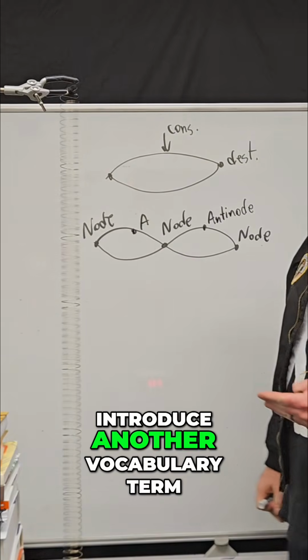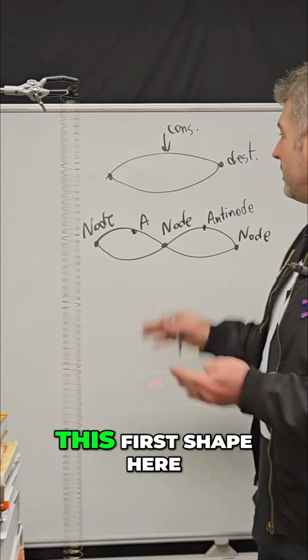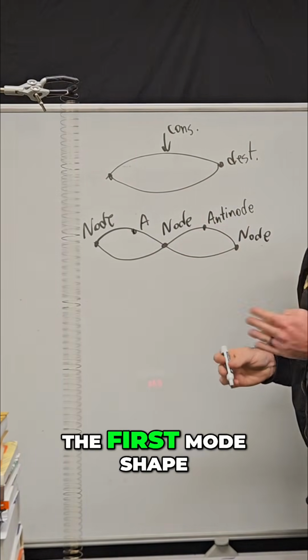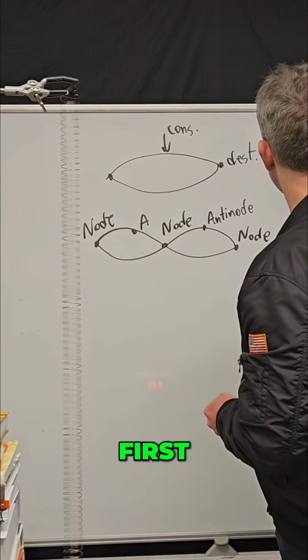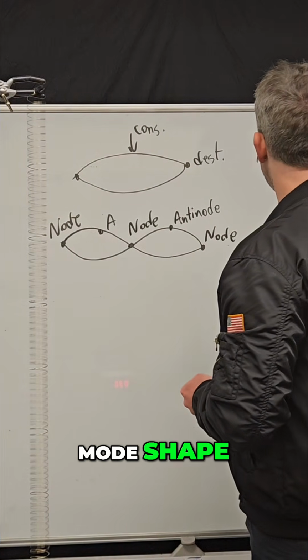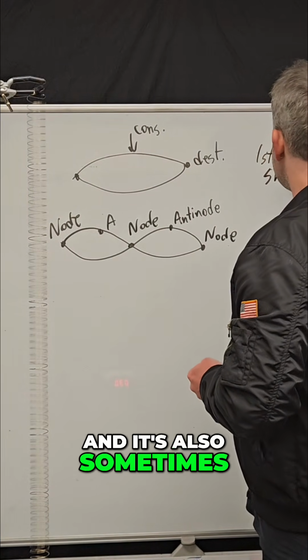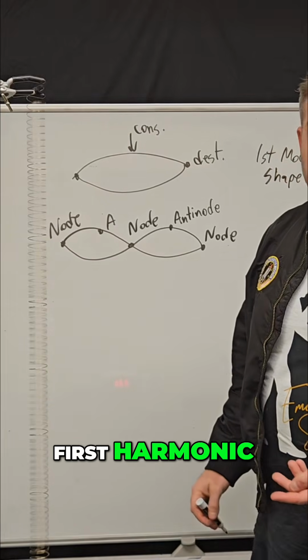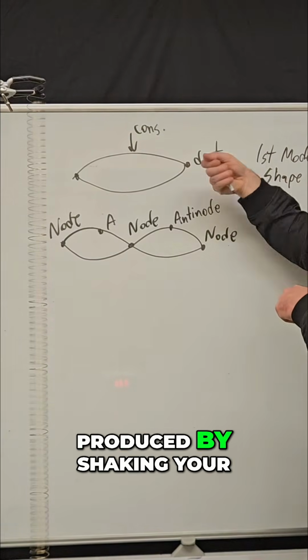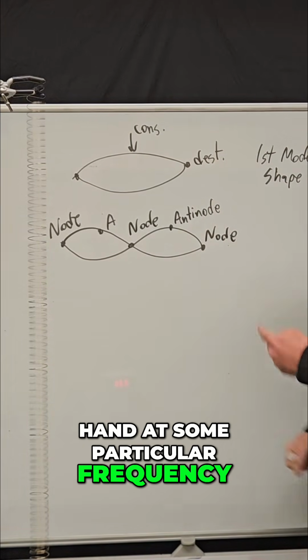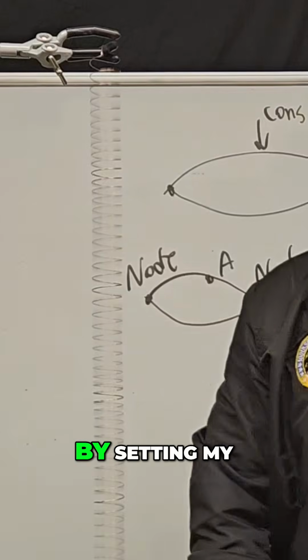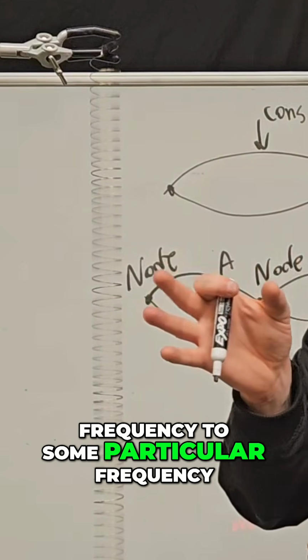Now I'm going to introduce another vocabulary term. So this first shape here is what we call the first mode shape. It's also sometimes referred to as the first harmonic. This is produced by shaking your hand at some particular frequency. I could produce it here by setting my frequency to some particular frequency.